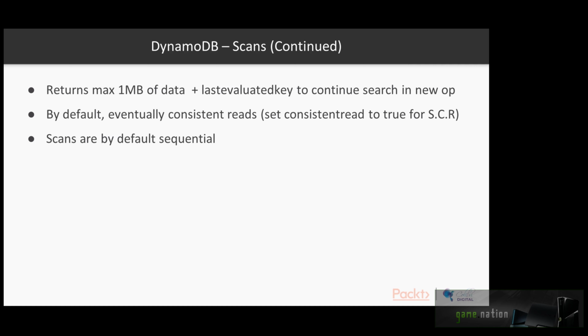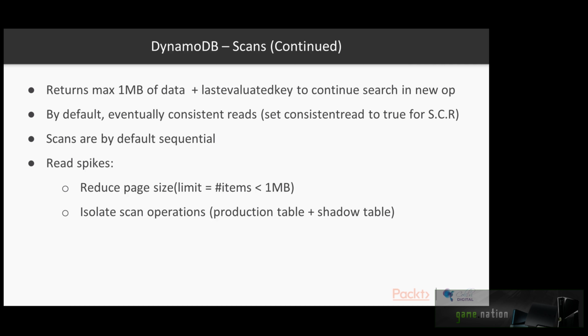And if you start doing a scan on a large table, you're going to massively increase the consumption of your provisioned throughput. So that means if you've provisioned a certain amount of throughput on your table, and you perform a scan on it, you're going to see that you consume that very, very quickly. There are a few options to get around this. You can reduce the page size, so limit the number of items that get scanned at once, or you can isolate scan operations away from your production table.